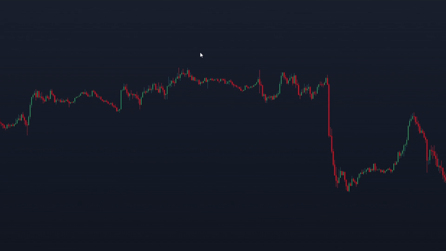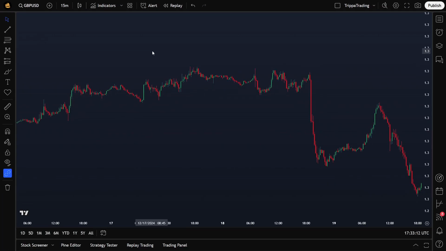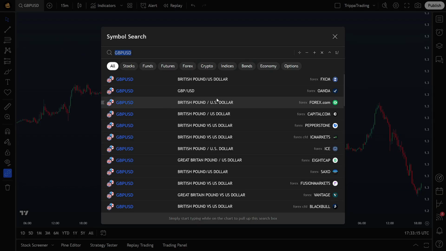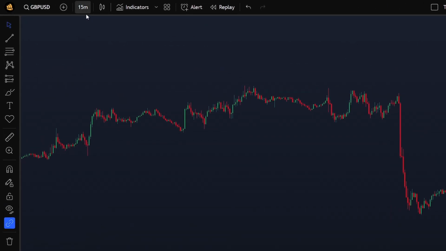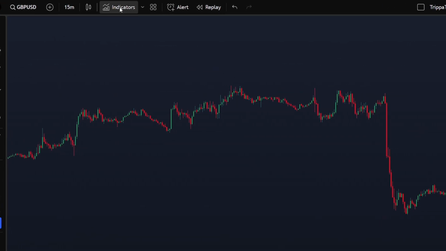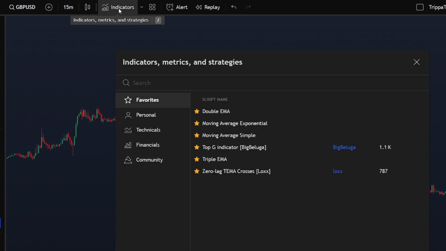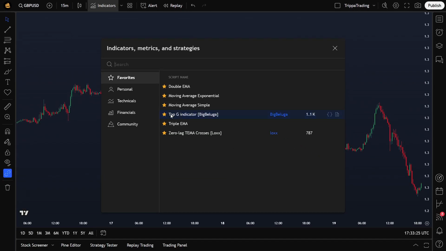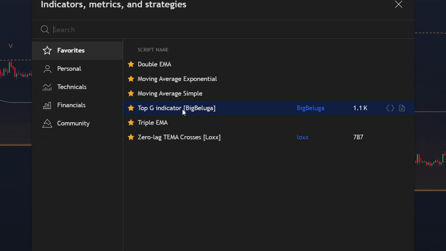To add the indicator to your chart, open TradingView and select any trading pair on any time frame. For this example, I'll be using the 15-minute time frame on GBP USD. Next, go to the Indicators tab from here. Here, type in TopG and select the one named TopG Indicator by Big Beluga.